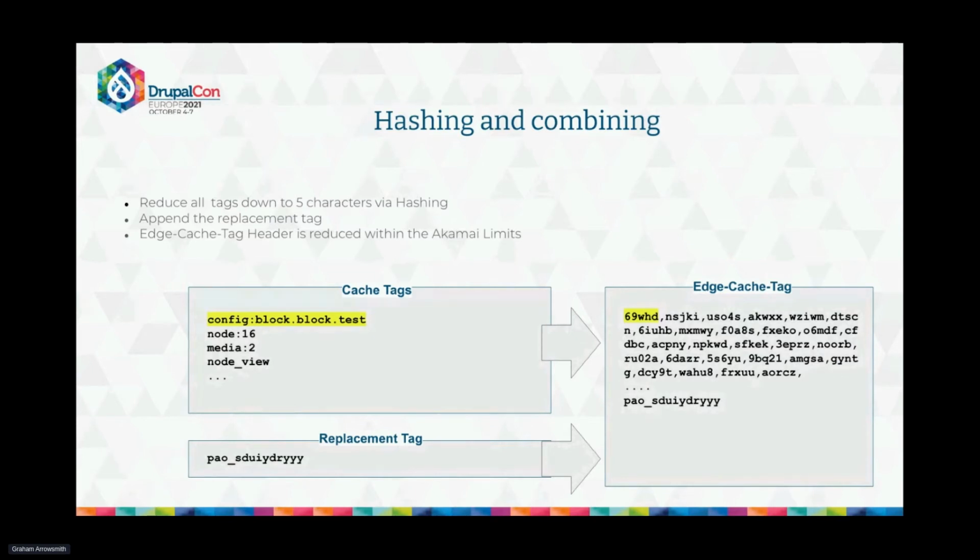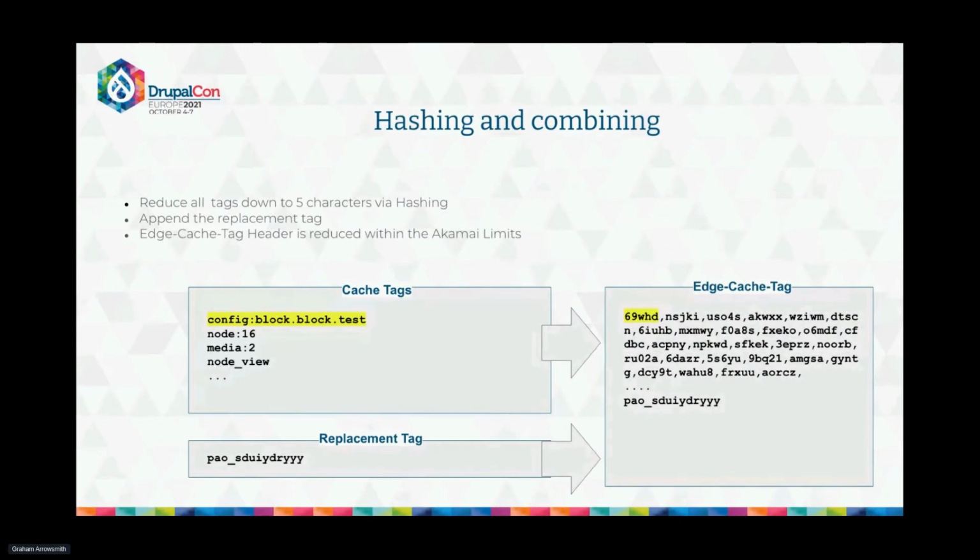Now, this can cause the problem of collisions. Hashes can have collisions, but it was acceptable in our solution because we wanted to be able to purge the most important data of node and other things, and we wanted to avoid basically losing any kind of purge request.